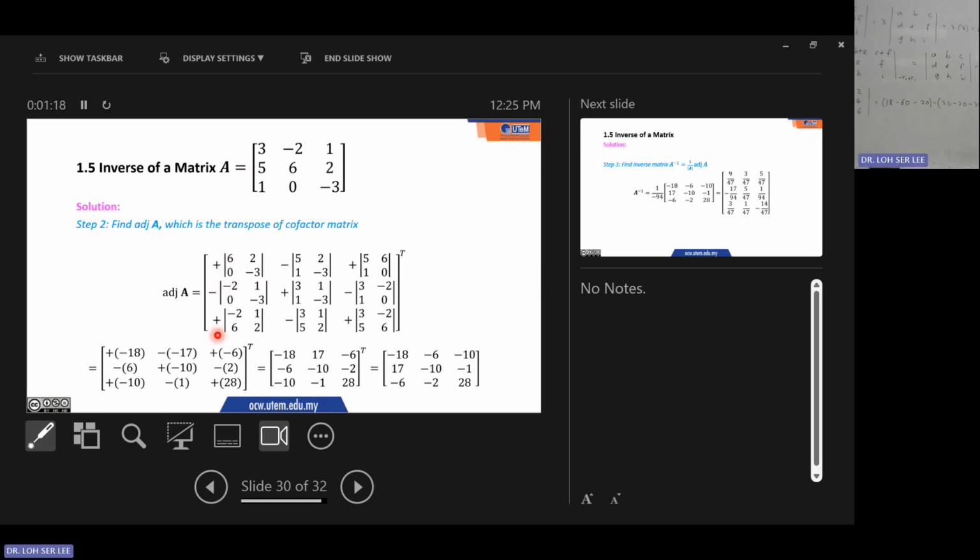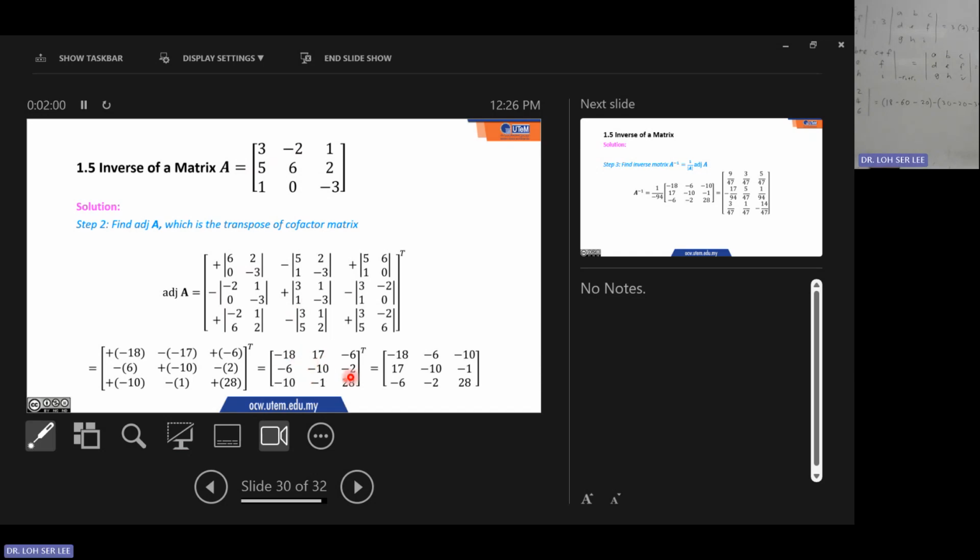Next, you have to compute AD minus BC. But because of the alternating sign, most of the time students commit careless mistakes here. Let's say AD minus BC gives a negative, but the student forgot to multiply by the negative sign. So what I recommend is you maintain the plus minus sign first, the alternating sign. You just compute AD minus BC, put that into the bracket, then only you simplify.